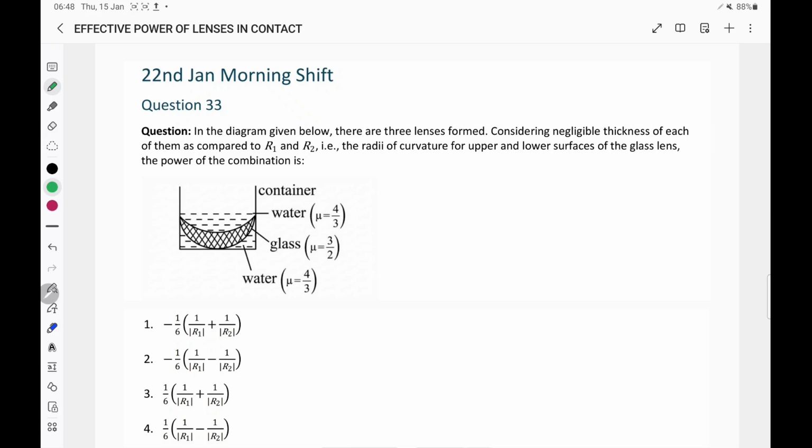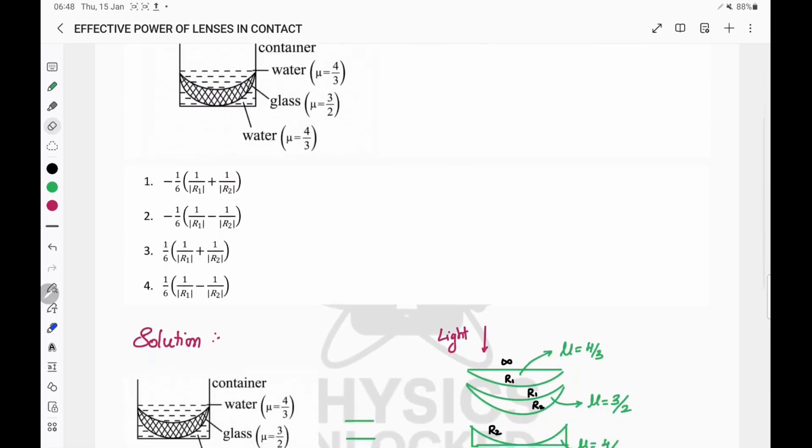They are asking us to find the effective power of this combination where we have a concavo-convex lens immersed in water. Now the upper portion of water is forming a plano-convex lens, and the lower portion of water is forming a plano-concave lens. Okay. So it's pretty straightforward question. Let's directly dive into the solution.